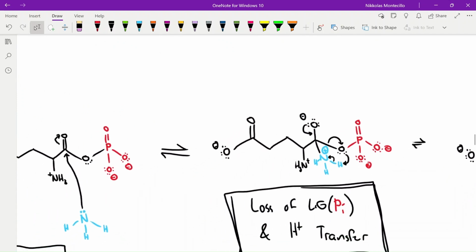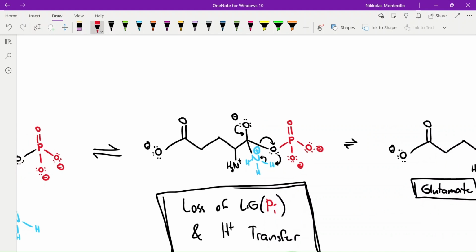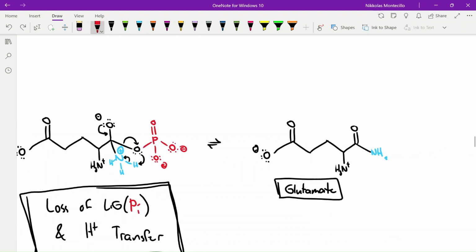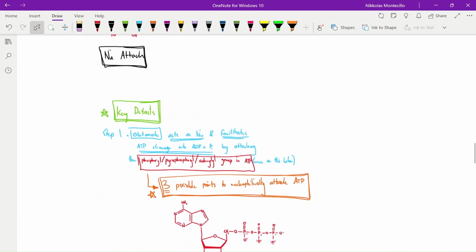it forms a temporary chiral center. Yes, this is a temporary chiral center, right? Although this isn't necessarily accurate because these two groups are the same, but essentially what happens here is that we observe here the loss of a leaving group and a proton transfer, which forms us glutamine. This is not correct. This is glutamine. Okay. These are the key details of the reaction that I've described.